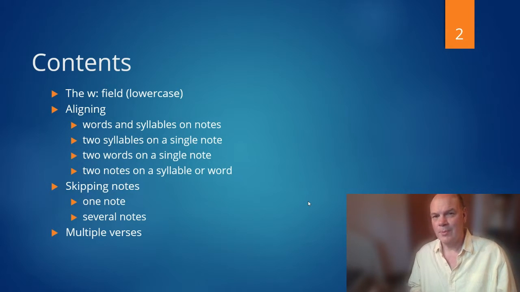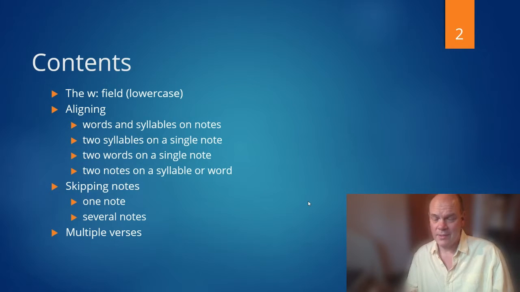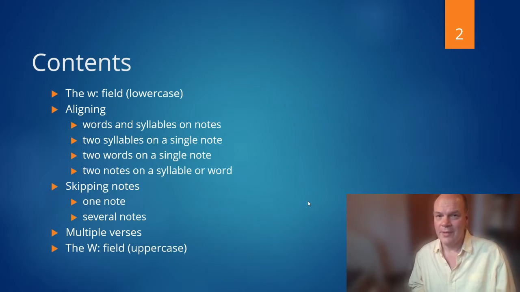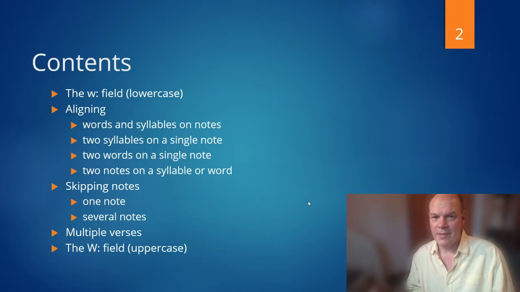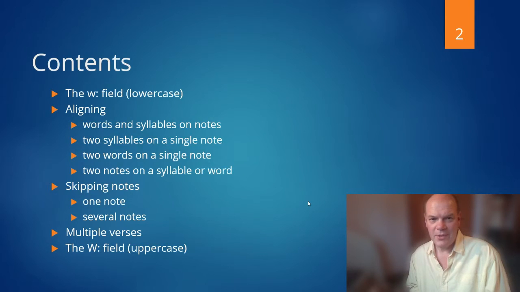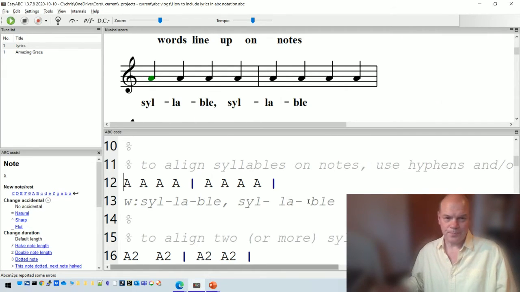We'll see how you put multiple verses in. You can either put them in lined up with the score, or you can put them in underneath. And to do them underneath, you use the W field with uppercase. So with this W field, the case is very important. It tells the software where the lyrics are going to appear. Okay, so let's jump straight in with the examples.